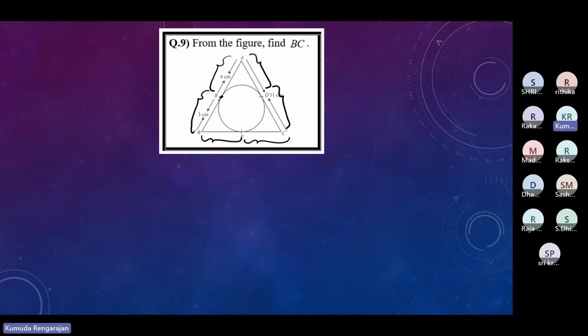If AR is 4 centimeters, AQ is 4 centimeters. AR, AQ are tangents from the same external point A to a circle. So 4, 4. So this will be 11 minus 4, 7. Similarly, if BR is 3, BR is equal to BP, so BP is also 3. And if CQ is 7, then CP is also 7. So BC is equal to 3 plus 7, 10 centimeters.